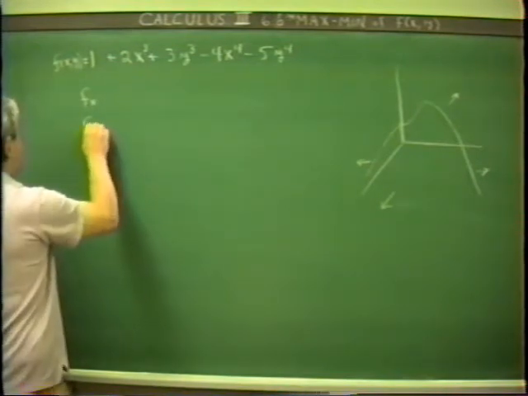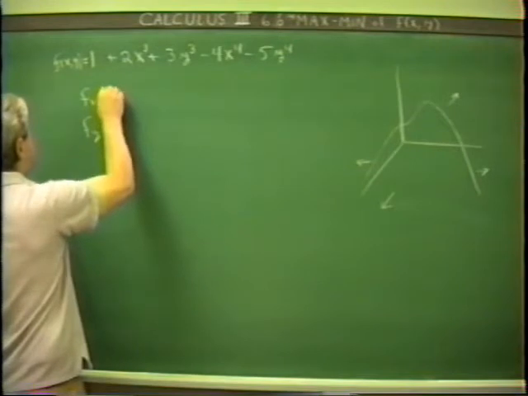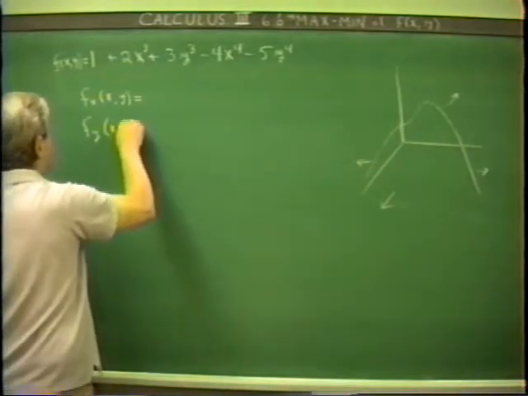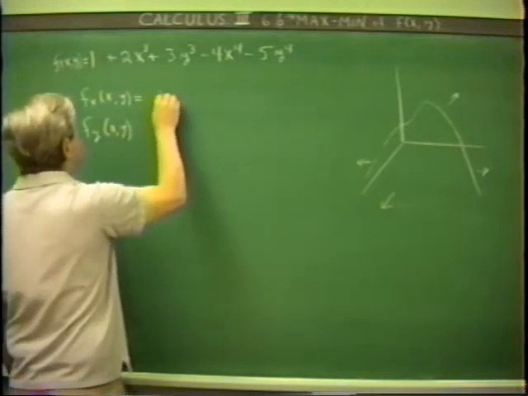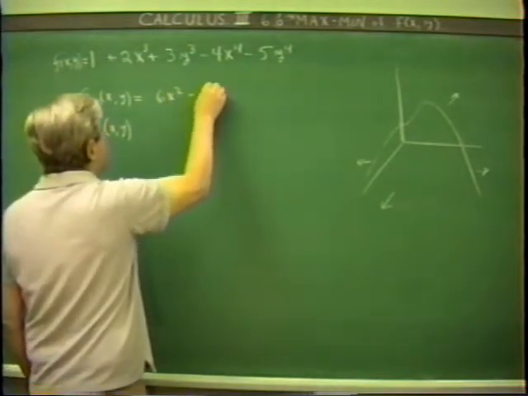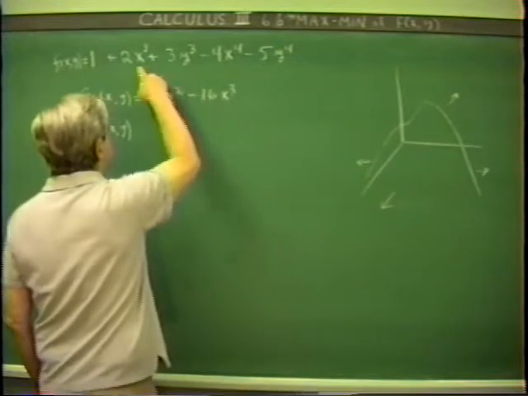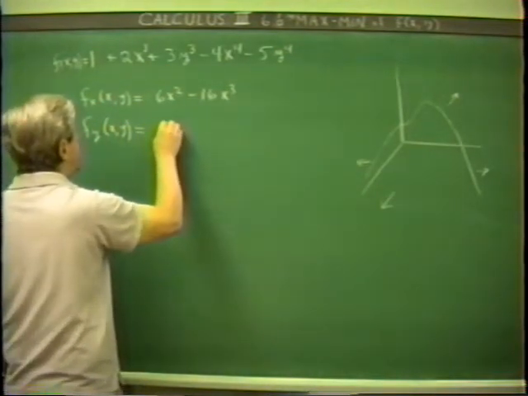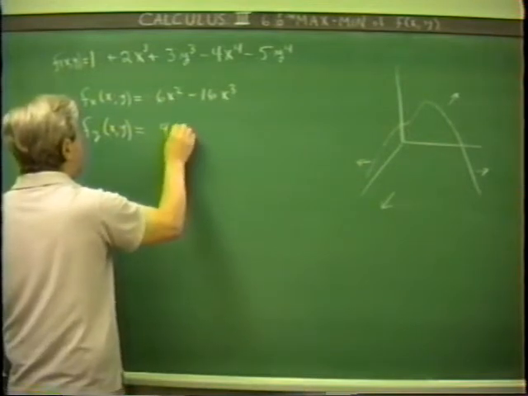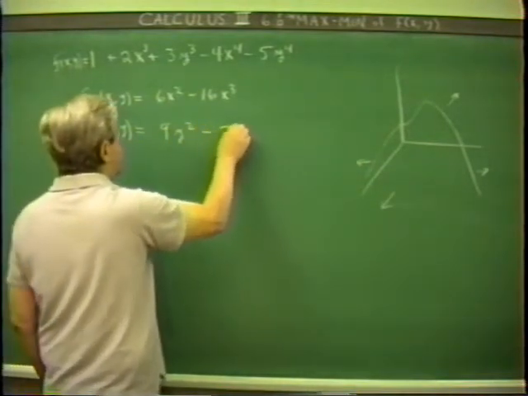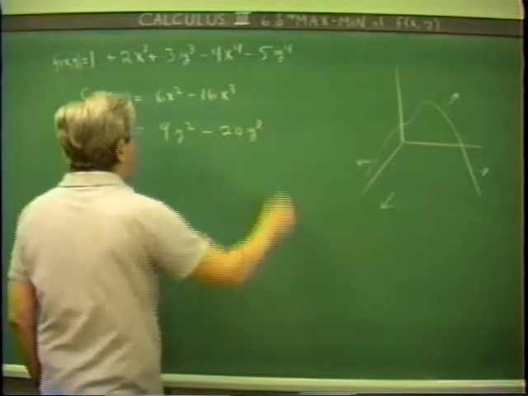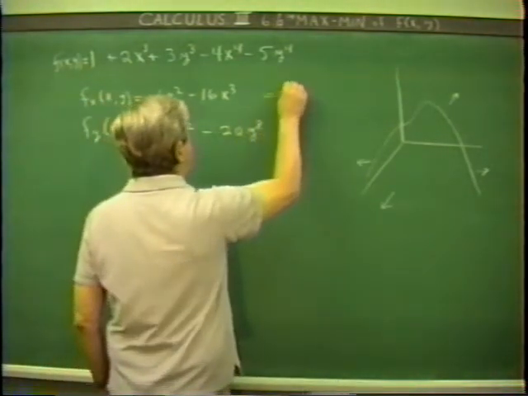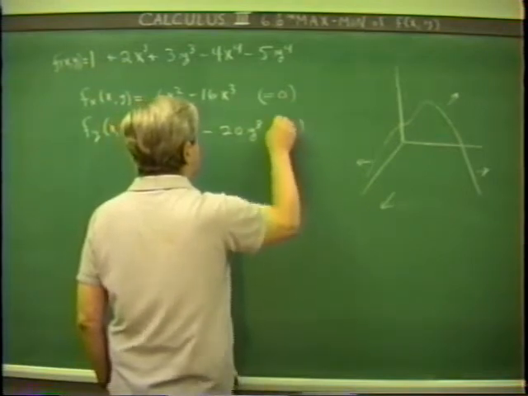And to find it, since the function has partial derivatives at every point, we want to take a look at those partial derivatives, and in particular when they're equal to 0. So the partial with respect to x of this is equal to 6x squared minus 16x cubed. And the partial with respect to y is equal to 9y squared minus 20y cubed. We want to know when these are equal to 0.